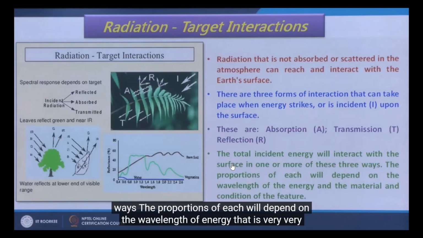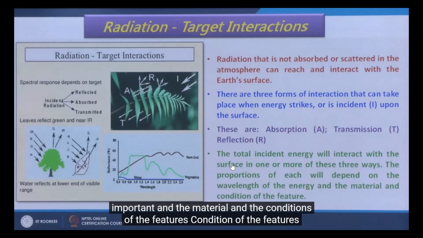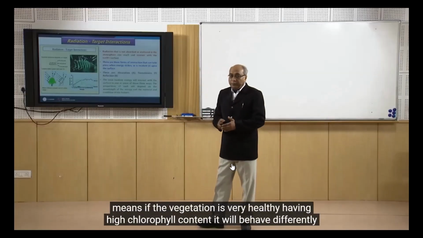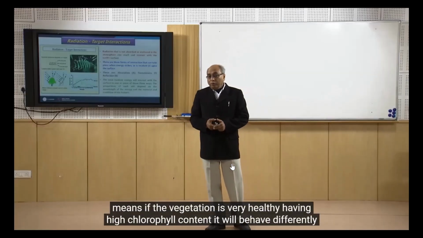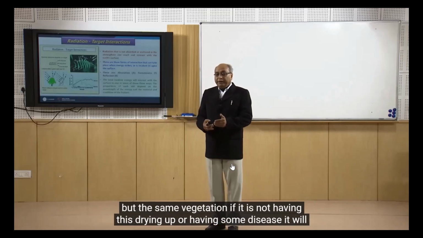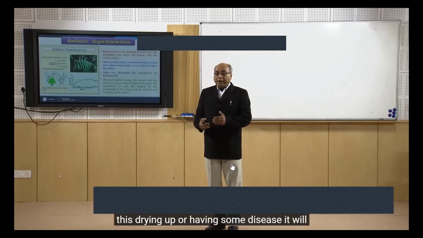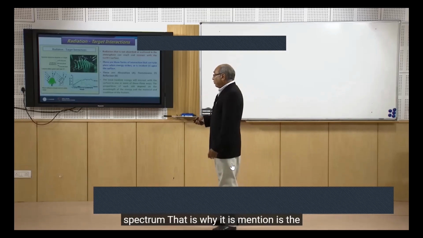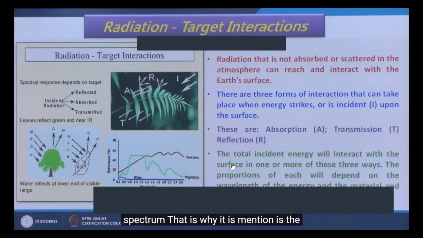The proportions of each will depend on the wavelength of energy. That is very, very important. And also on the material and the conditions of the feature. Conditions of the features means if the vegetation is very healthy, having high chlorophyll content, it will behave differently, but the same vegetation, if it is drying up or having some disease, will behave differently in different parts of the EM spectrum. So that is why the condition of a feature is mentioned.